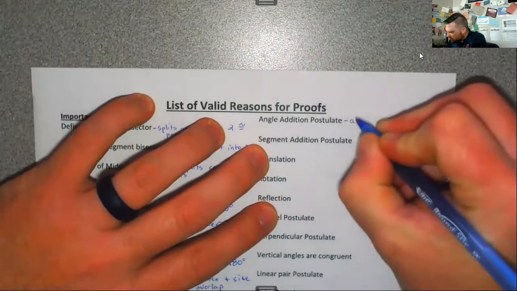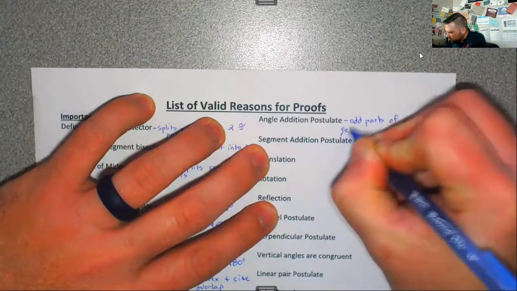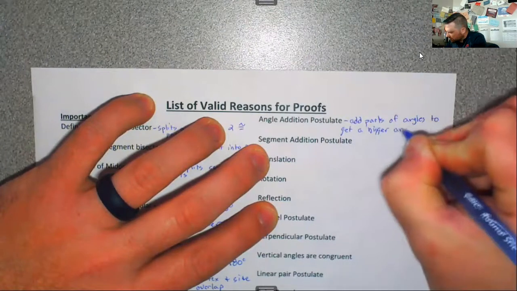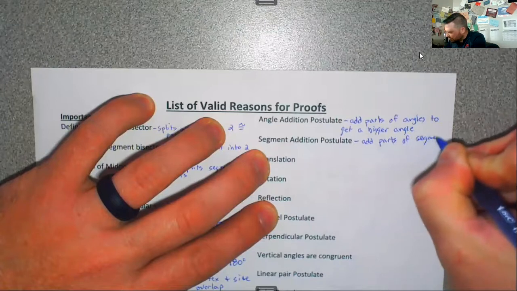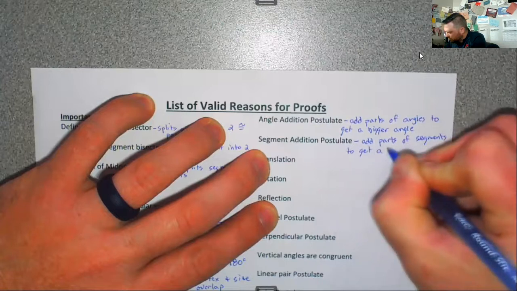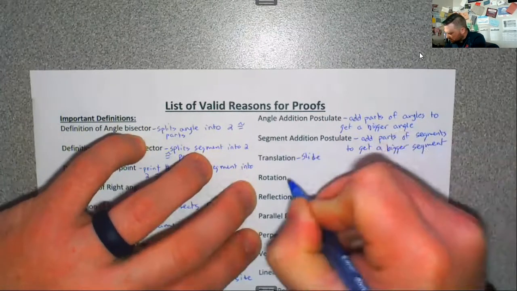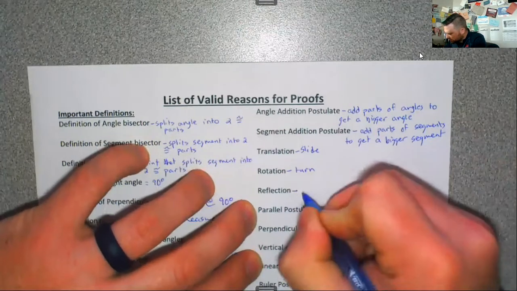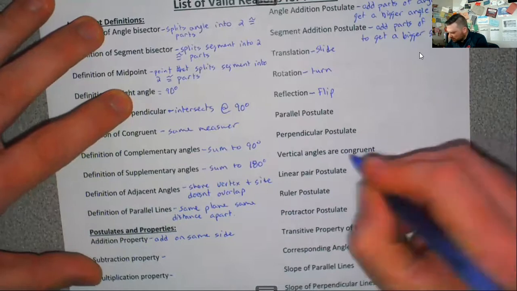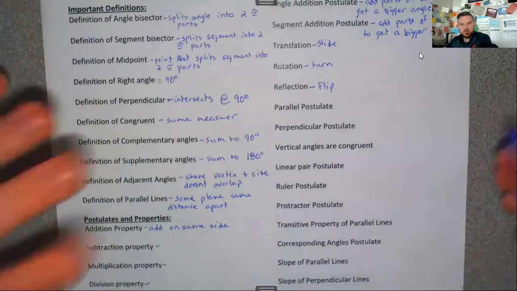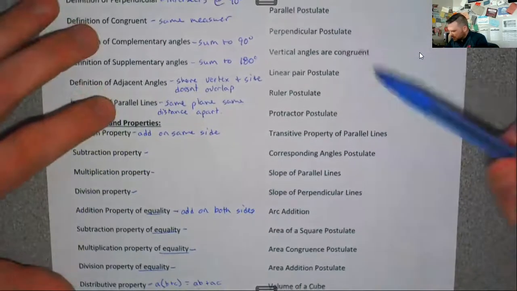So add parts of angles to get a bigger angle. Segment is add parts of segments to get a bigger segment. Translation is a slide. Rotation is a turn. Reflection is a flip. Vertical angles are congruent. So we're just going to leave that one. Some of these we're not going to deal with right now. We'll deal with them later, or we won't deal with them at all. So I'm just scanning through here and seeing what we've got.